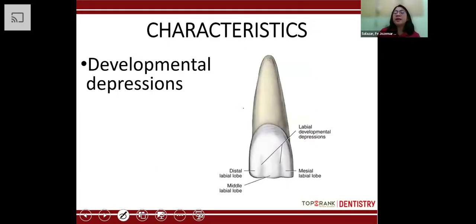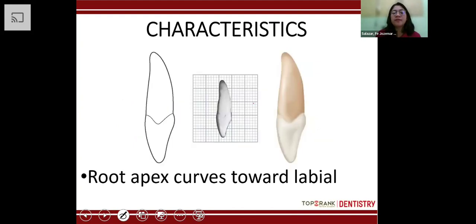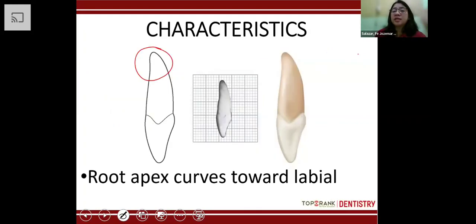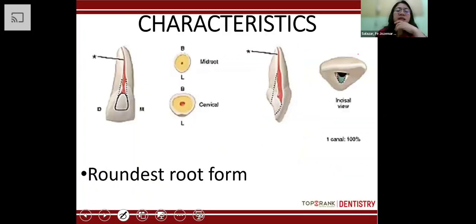You have the presence of developmental depressions. Again, developmental depressions separate lobes during development. Okay, so they separate lobes during development. Root apex curves towards the labial. Yan. Root apex curves towards the labial. Kapag tiningnan natin siya from the facial or lingual, straight lang ang root. It does not curve towards the distal. Pero when you're looking at it from the proximal, you see an inclination of the root towards the labial.